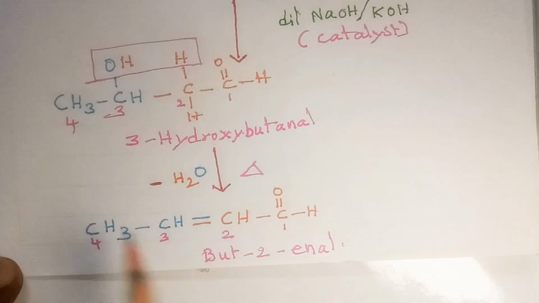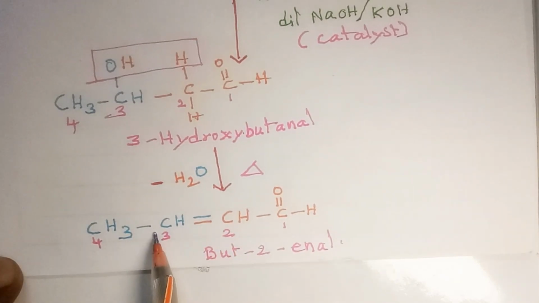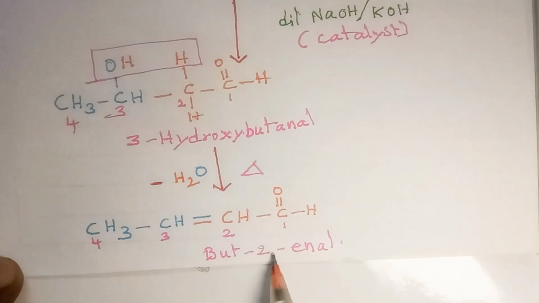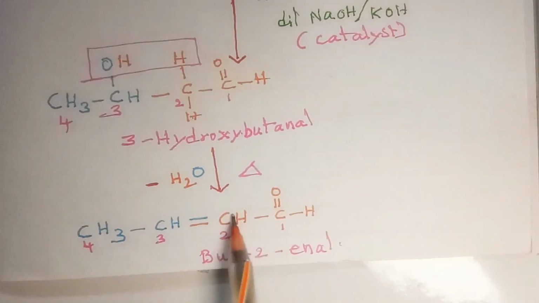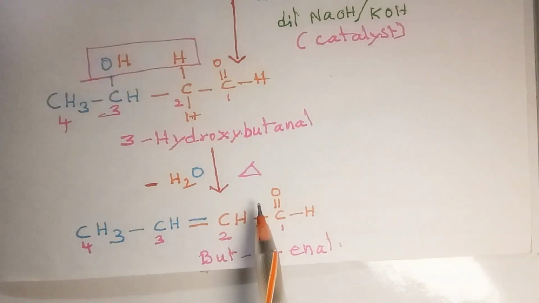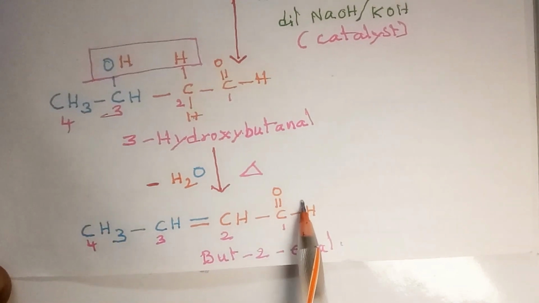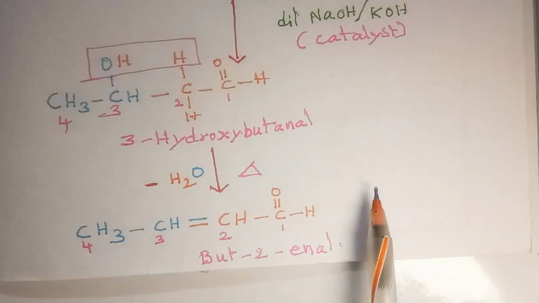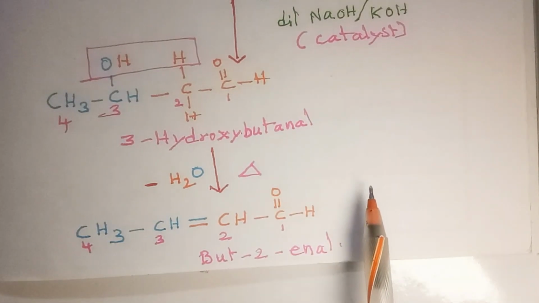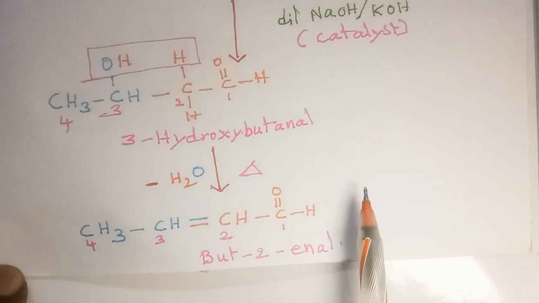This has 4 carbon atoms, a double bond between the second and third carbon, so it is called but-2-enal. This is the aldol condensation product we get when acetaldehyde reacts with itself in the presence of dilute alkali and heat. This is called the cross-aldol condensation reaction.